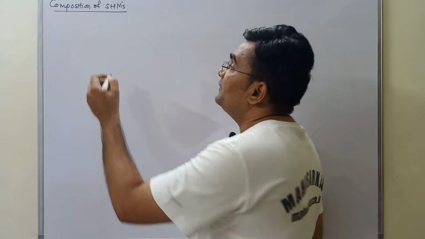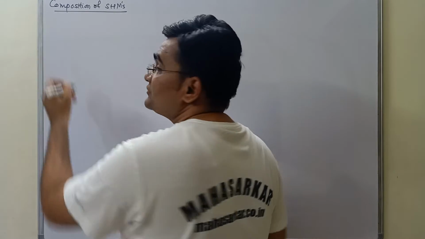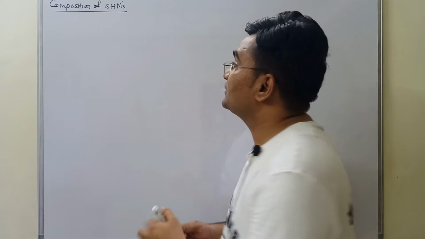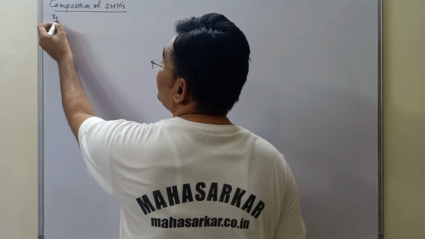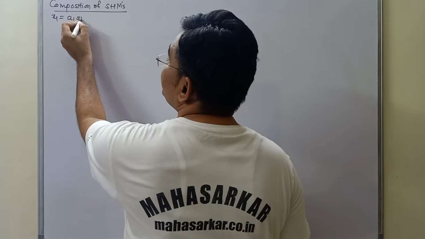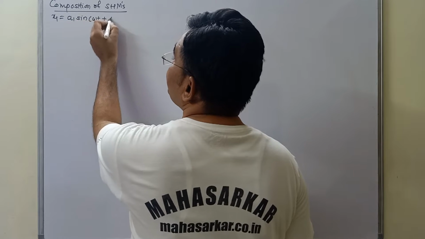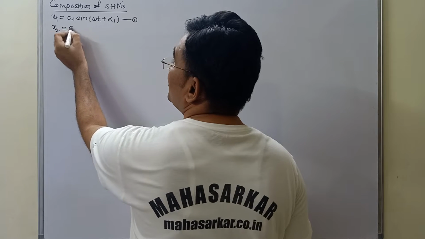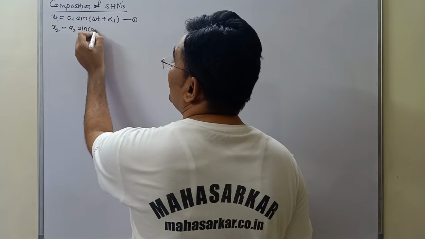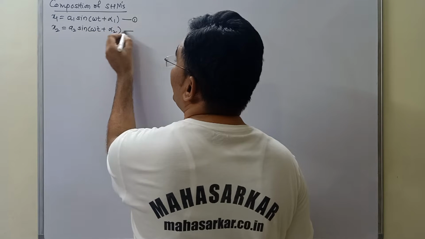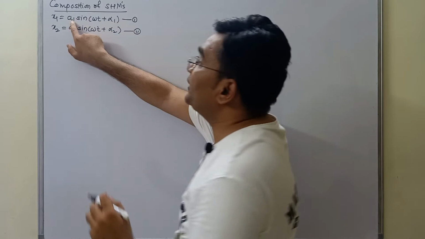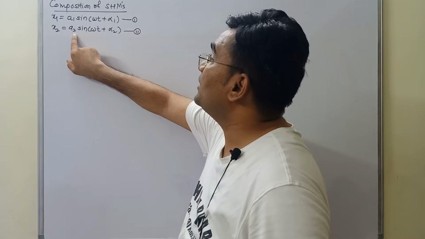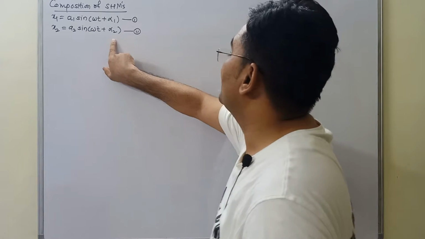So suppose we have two simple harmonic motions of slightly different amplitude and different phases. Say the first equation of SHM is x1 equal to a1 sin(omega t plus alpha 1), and the second equation of motion is x2 equal to a2 sin(omega t plus alpha 2), where a1 is the amplitude of the first wave and alpha 1 is the phase of the first wave, a2 is the amplitude of the second wave and alpha 2 is the phase of the second wave.